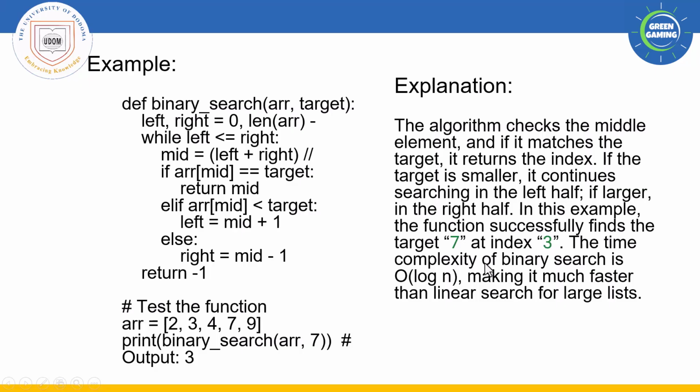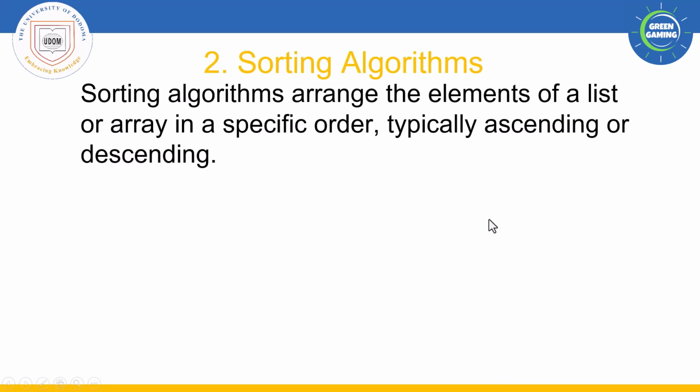The time complexity of binary search is O(log n), making it much faster than linear search for larger lists, because as the list grows rapidly, our time complexity grows slowly. So that's how binary search works. Okay, that is our searching algorithm. So let's see sorting algorithms.